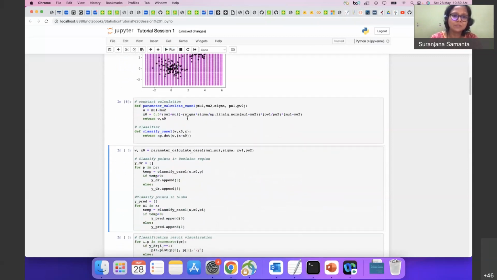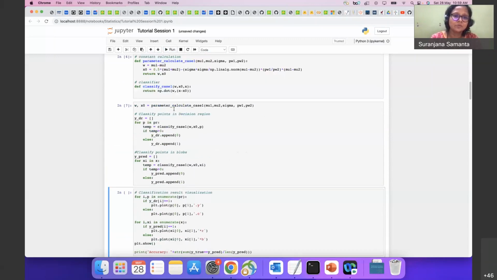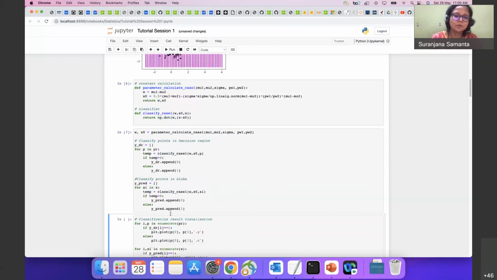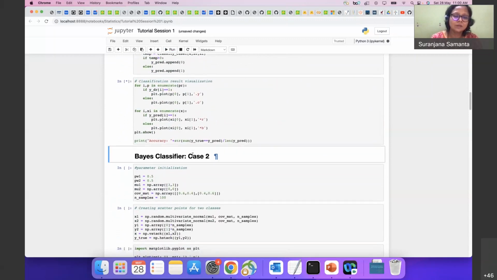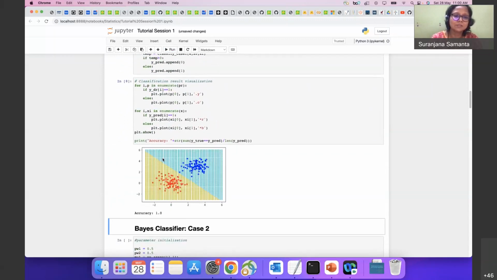So these are the parameters for case 1, functions to calculate this, and the classification equation. Here we classify each point in the decision region, and also each point in these blobs, the black color points here. Now we will plot it using color coding as per the class. So this is case 1, right? This is linearly separable data. We get accuracy 100%.